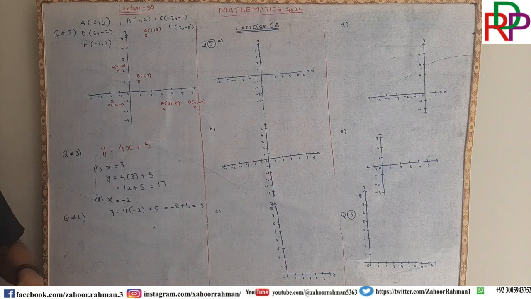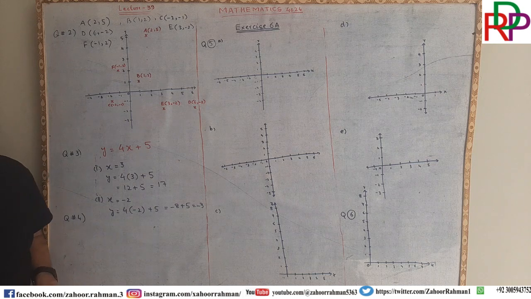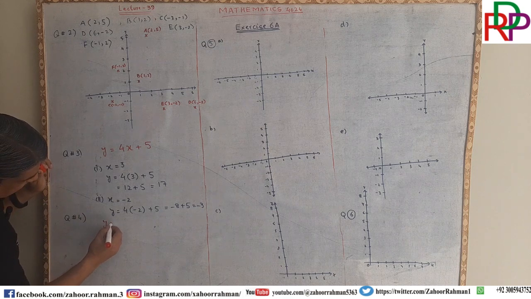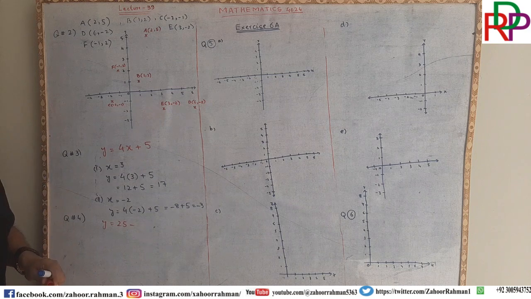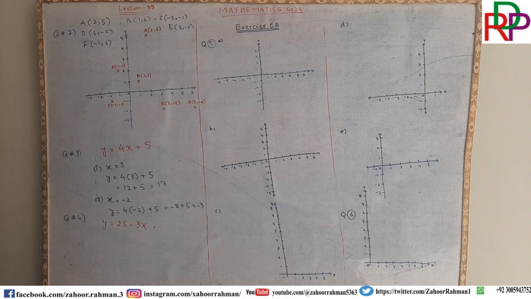In the fourth, they given us y is equal to 25 minus 3x. And this time we will find the value of x when y is given.